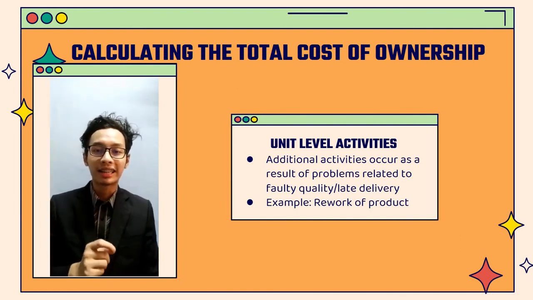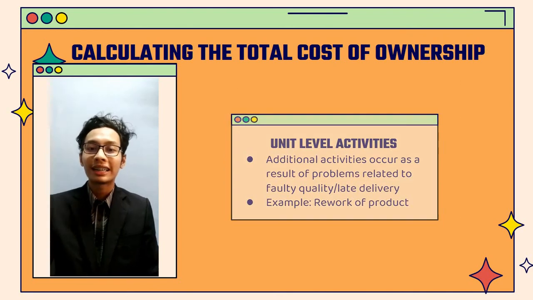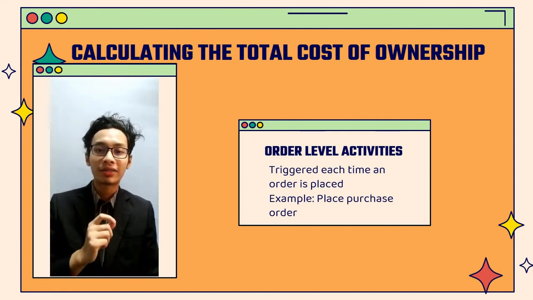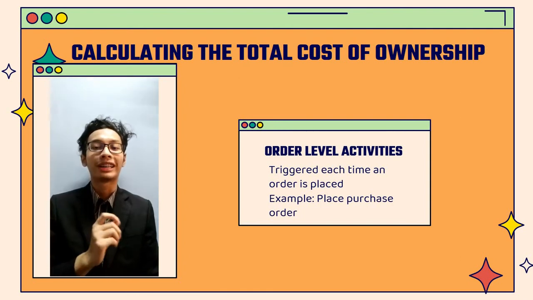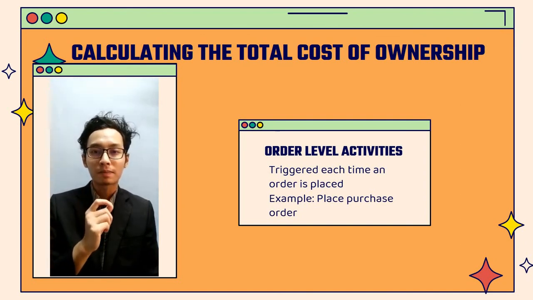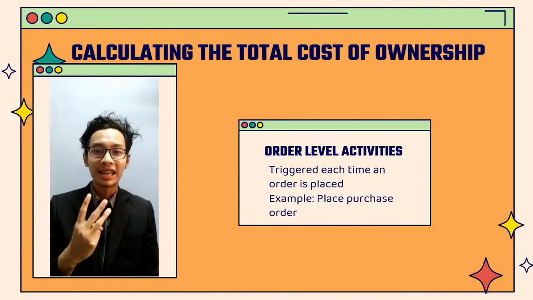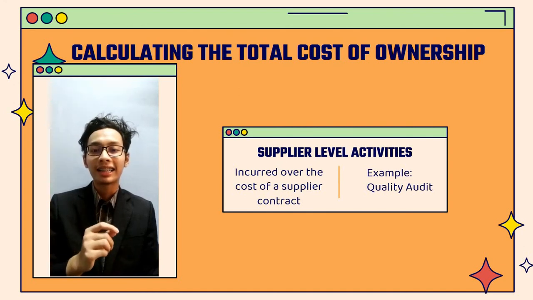An example of additional activities that occur is reworking of product due to poor quality material. The second level is the order level activities. These activities are triggered each time an order is placed with a particular supplier, for example, placing a purchase order, receiving and inspecting the order. The third level is the supplier level activities. These activities are incurred over the course of the supplier contract. An example is undertaking a quality audit to evaluate the supplier.